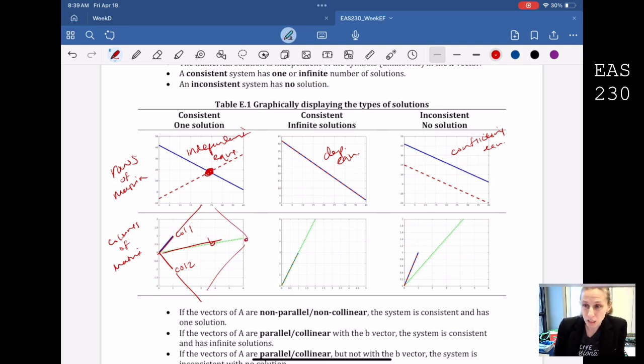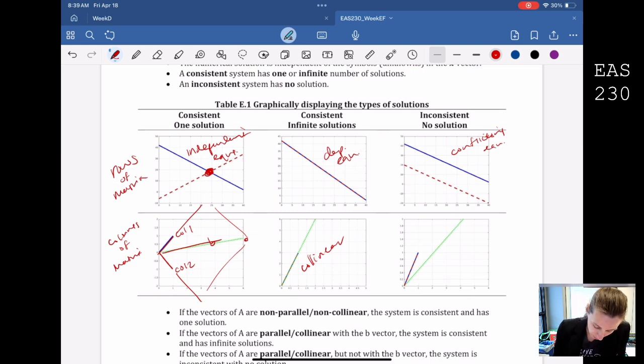For a consistent system with infinite solutions, it's all the same vector. There's no new information. Column 1 and column 2 are the same information, and that B vector also exists in the same line. They are all collinear. I probably spelled that wrong. I think two L's. The other option is an inconsistent system with no solution.